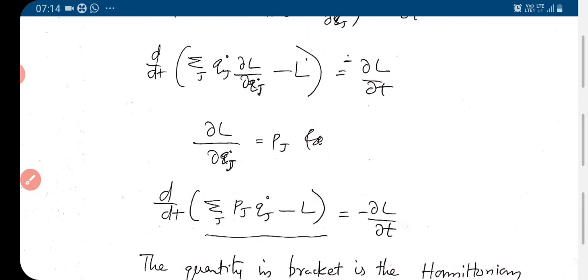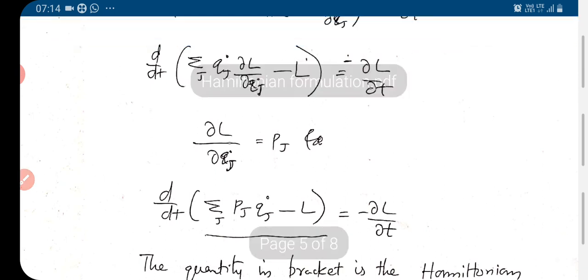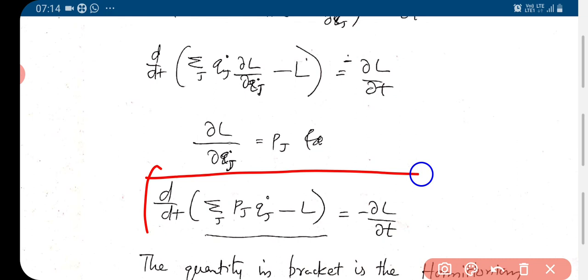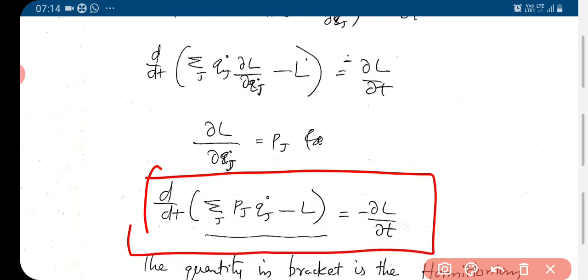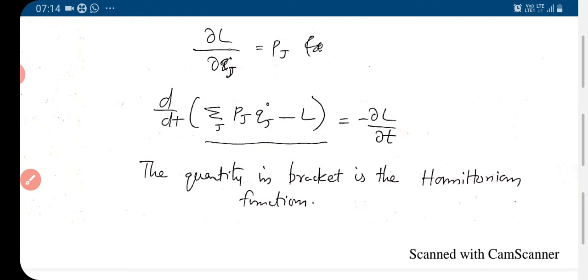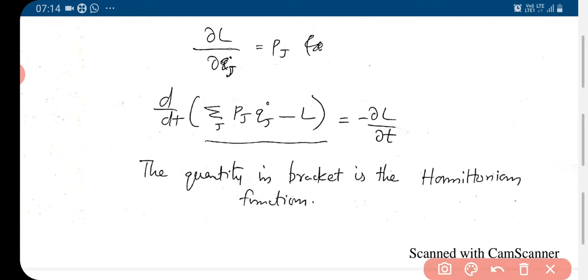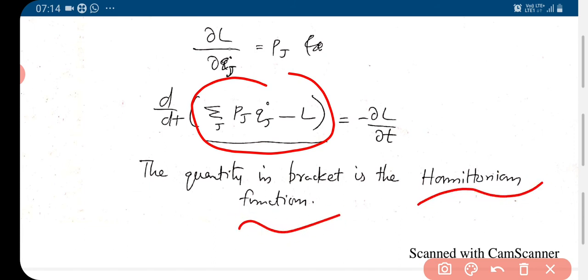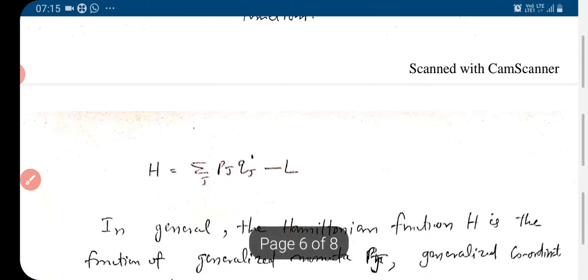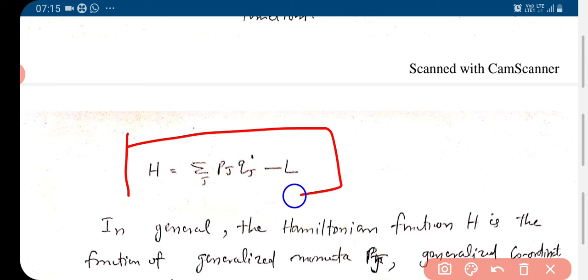So that we substitute, and we have d/dt of Σj pj q̇j minus L, that is equal to minus ∂L/∂t. And this quantity in bracket is called the Hamiltonian function. The quantity in bracket, that is the Hamiltonian function. So H equal to Σj pj q̇j minus L, that is the Hamiltonian function.